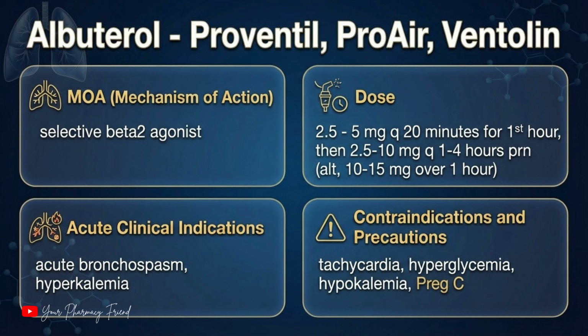Therefore, clinicians should use caution when administering albuterol to patients who are already at risk for electrolyte imbalances or cardiovascular complications. Finally, regarding pregnancy safety, albuterol is classified as pregnancy category C, meaning that it should be used only when the potential benefits outweigh the potential risks to the fetus. In summary, albuterol remains a first-line, rapid-acting bronchodilator that plays a critical role in the emergency management of acute bronchospasm, while also serving as an important adjunct therapy in the treatment of hyperkalemia.